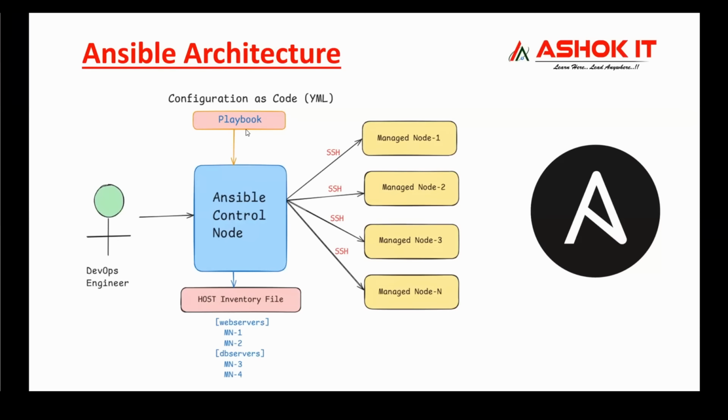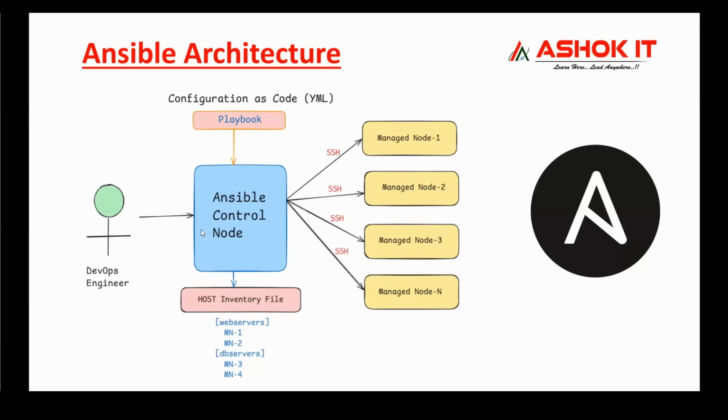And playbook is a YML. In the playbook, we will write the configuration management work. What to perform, where to perform, we will declare in the playbook. Now, as a DevOps engineer, we can connect with this Ansible control node and we can execute the playbook. Then Ansible control node will push that configuration to all the managed nodes based on the information available in the playbook and inventory file.